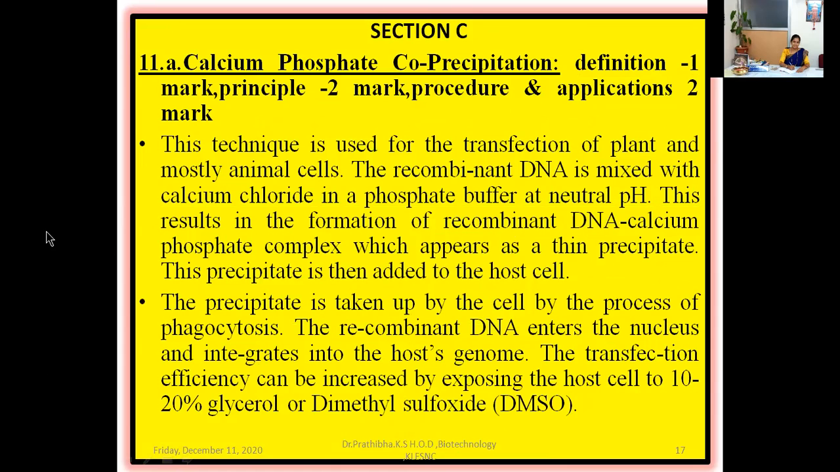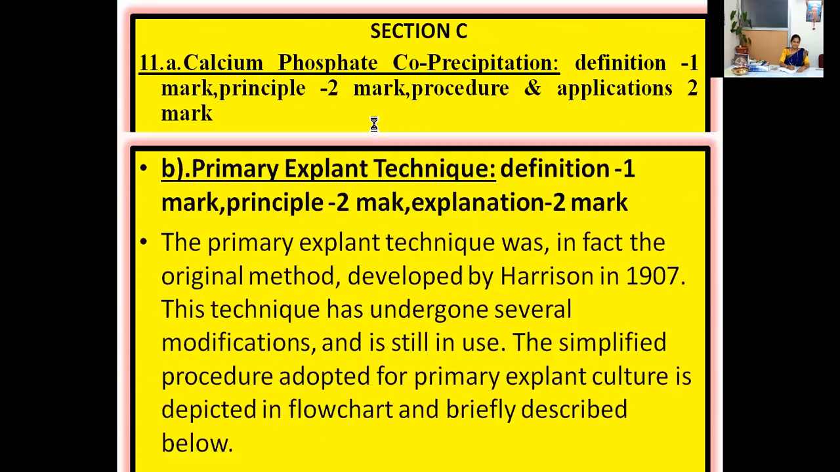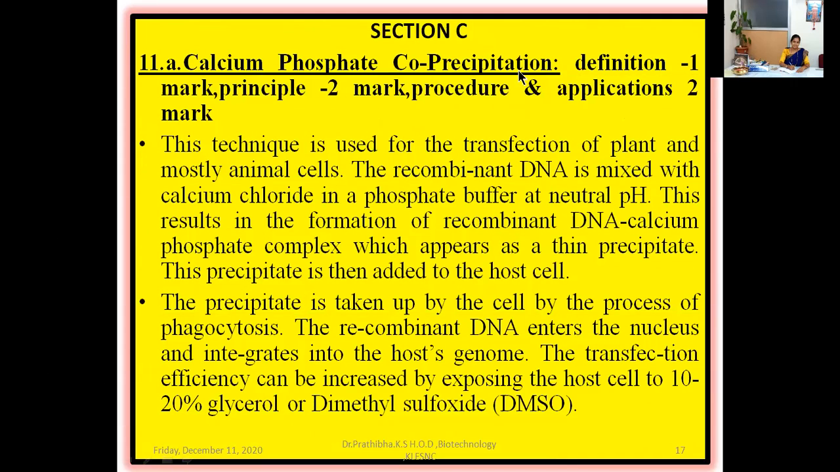Now let us go through the 10 marks question, section C. The 11th question, that is A. Here I have given two parts, A and B. Calcium phosphate mediated gene transfer, co-precipitation. Okay, here definition 1 mark, principle 2 marks, procedure and application 2 marks. Okay, let us go through the answer.